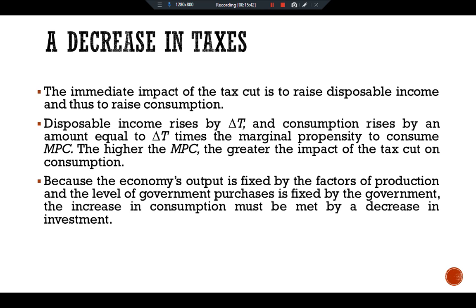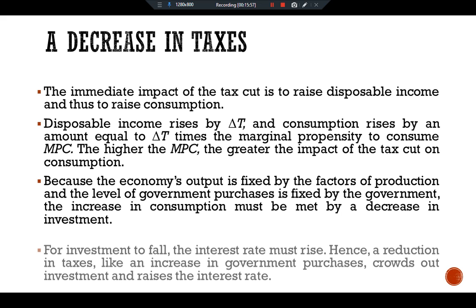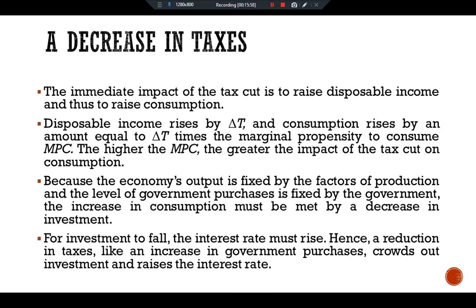Because the economy's output is fixed by the factors of production and the level of government purchases is fixed by the government, the increase in consumption must be met by a decrease in investment. For investment to fall, the interest rate must rise. Hence, a reduction in taxes, like an increase in government purchases, crowds out investment and raises the interest rate.